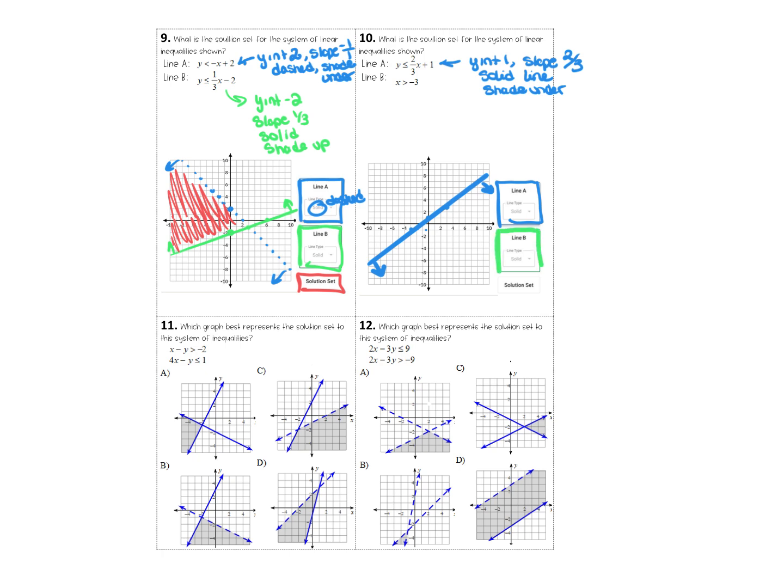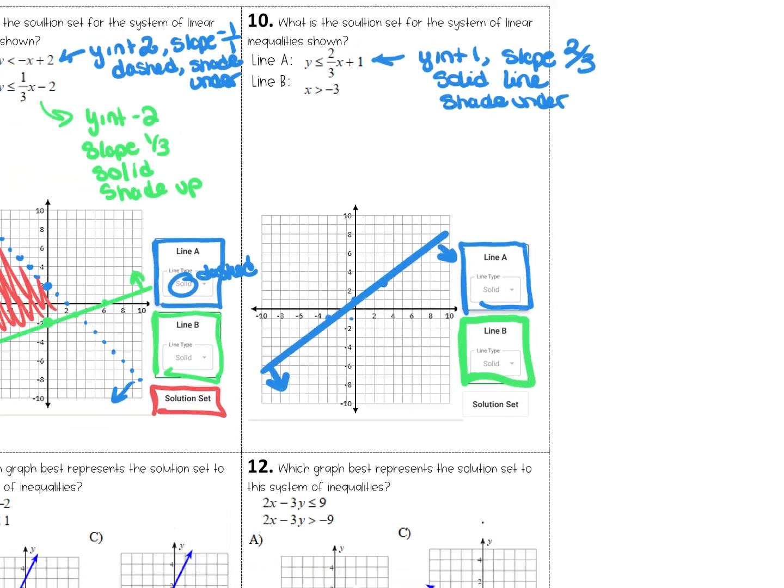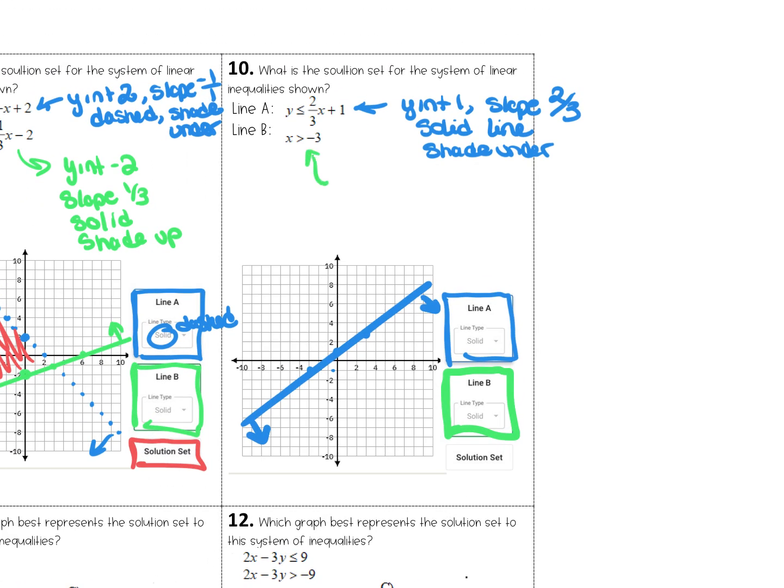Now line B, it's a little bit trickier. This doesn't have a y, it only has an x. In fact, it is what we call a vux. Vux stands for vertical, which means I'm going to draw an up and down line, and I have an x. Well, my x is -3. So you go to your x-axis and put a dot at -3.